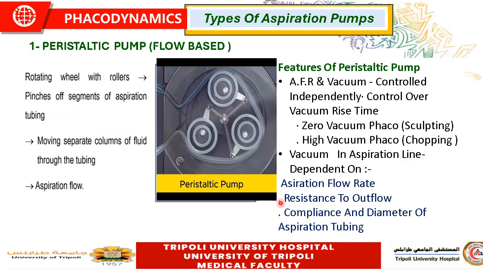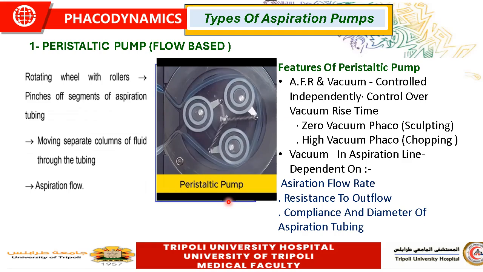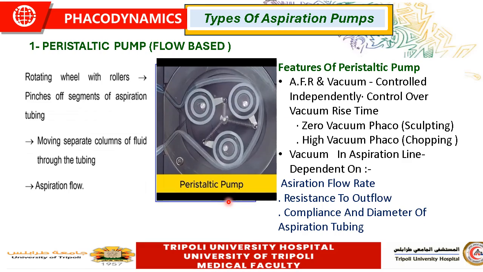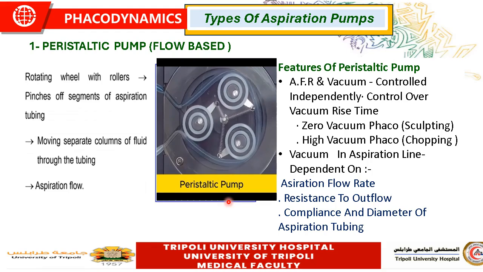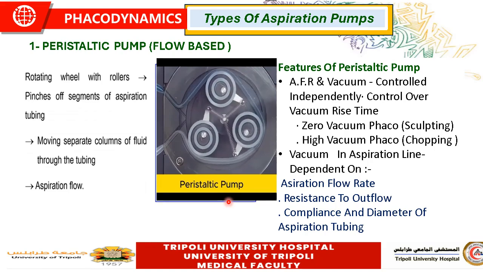It also depends on the compliance and the diameter of the aspirating tubes. If your tubes are very compliant, there will be a chance of surge and collapse of these tubes. However, if the tubes are less compliant, the chance of surge and the complications from this vacuum will be less. So this is one of the most common types of pumps, known as the peristaltic pump. As you can see here in this animation, as the wheels move, they create a milking effect on the aspirating tube and create the aspiration flow rate.